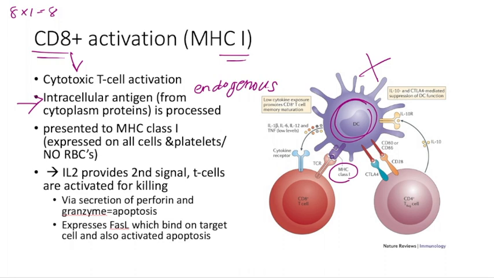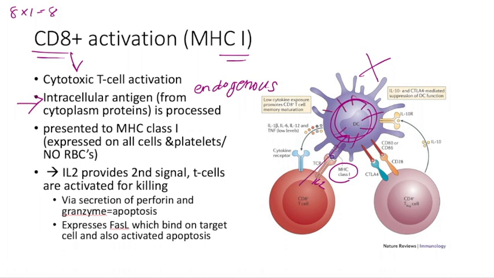So cells infected with a virus or cells that have become malignant, the antigen-driven signal for the T cell clonal selection is recognized by that T cell receptor combined with CD8 binding on that MHC class 1 molecule. There are a lot more steps, okay? Like I told you, this is not a degree in immunology. There are a lot more steps going in here. What you must understand is just how we get activated and what happens when we get activated. Interleukin-2 provides second signal. T cells are activated for killing. We get secretion of perforin and granzyme, which is going to then get apoptosis of the cell.